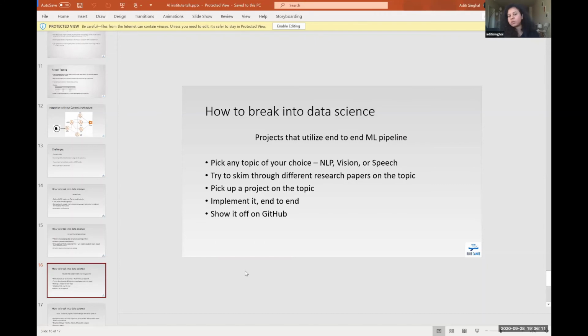So pick up a topic of your choice. If you like NLP, vision or speech, try to skim through different research papers on that topic. Pick up some problem that excites you.